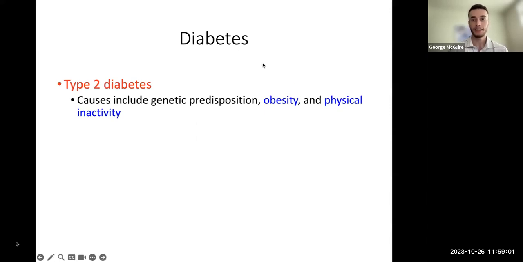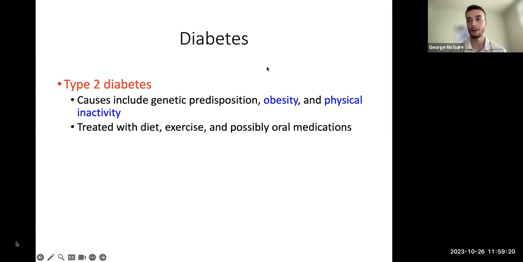And so this can be caused by a variety of factors, including genetic predisposition. So if the gene responsible for producing insulin is overactive, that can be passed on through generations. Obesity can impact the different chemical messengers occurring in our body, and so can physical inactivity, so how often your body is regulating its blood glucose levels.